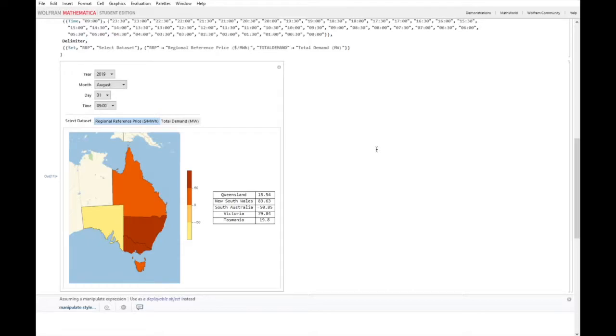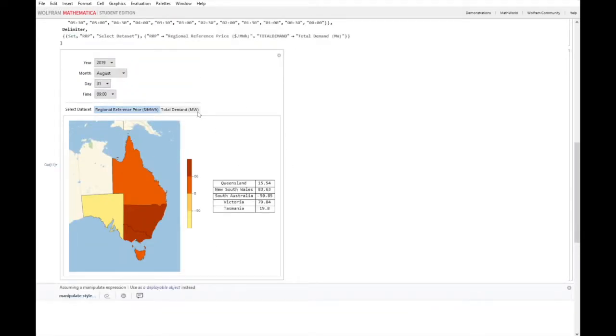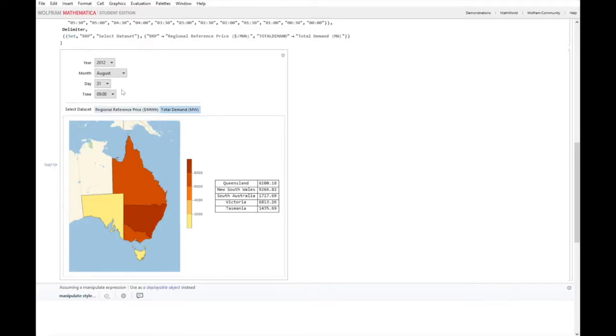The first data set. I have been able to create a Mathematica application that can let you look at all the historical data for the past two decades of the national energy market, which comprises Queensland, New South Wales, South Australia, Victoria, and Tasmania. You can select which year you want to look at the data. You can change from regional reference price, where the region is the state, or the total demand. You can look at this for half-hourly periods, any day of the month for these years.